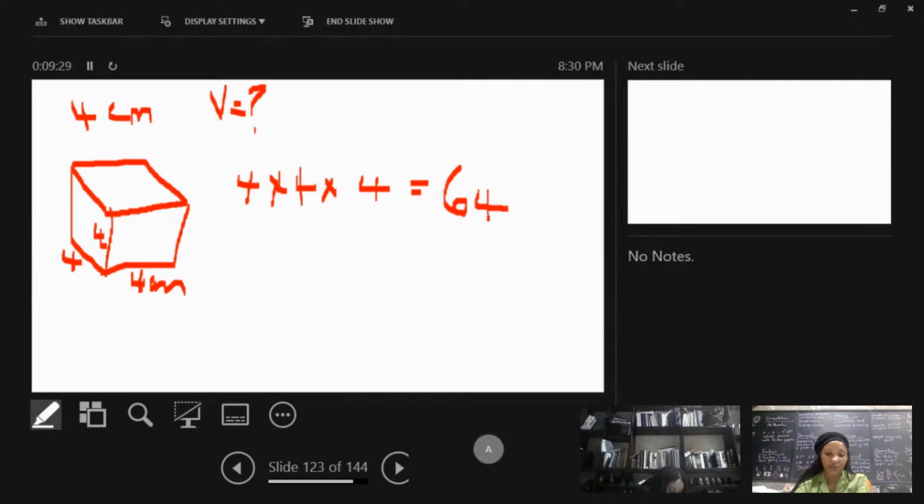Right, and that's the thing with volume. The unit for volume is cubic units. So centimeter cubed, meter cubed, kilometers cubed, cubic feet, cubic inch. And why is it cubed? Because we're multiplying 4 centimeters by 4 centimeters by 4 centimeters. So it's centimeter times centimeter times centimeter. That's centimeters cubed. And 4 fours are 16, 4 sixteens are 64.